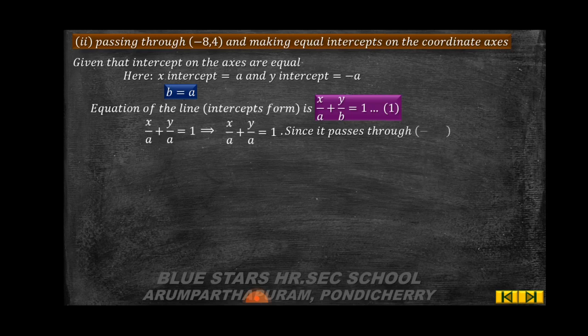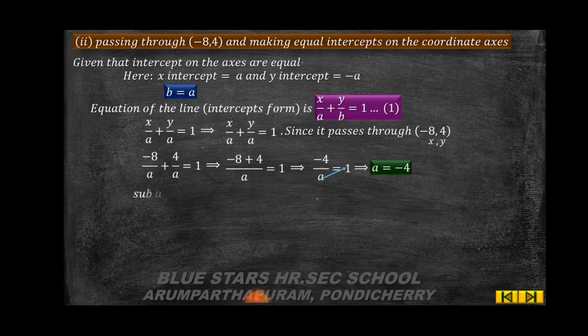Since it passes through the point minus 8, 4, substitute the points in the formula. Minus 8 by a plus 4 by a is equal to 1. Minus 8 plus 4 by a is equal to 1. Minus 8 plus 4 is minus 4 by a is equal to 1. The value of a is equal to minus 4. So substitute a is equal to minus 4 in b is equal to a, you get b is equal to minus 4.